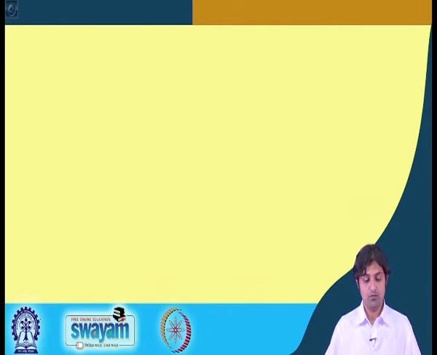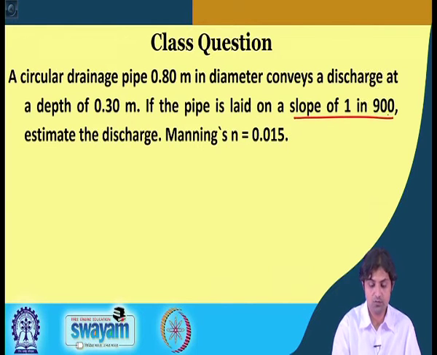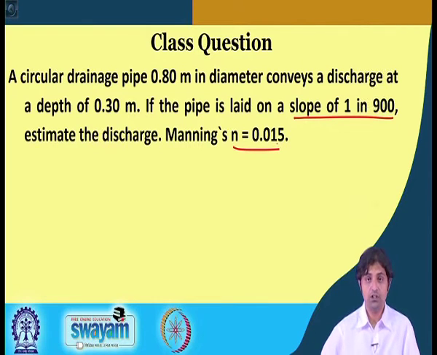All right. So, we move to the next question. A circular drainage pipe of 0.80 meter in diameter conveys discharge at a depth of 0.30 meter. If the pipe is laid on a slope of 1 in 900, so we have already been given a slope, correct? Estimate the discharge; we have already been given n. Now, the complexity of this problem is that our channel is no longer rectangular, it is circular. So, how to deal with this problem?